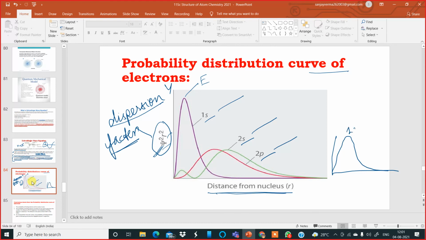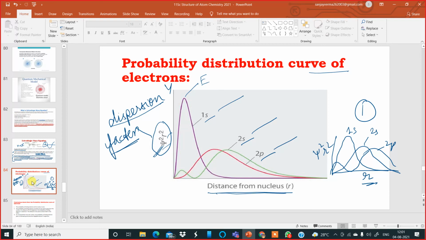This is for 1s, and for the 2s you can go like this straight away. And for the 2p, this way. This is how you are going to draw the probability distribution curve of electrons, psi square r square versus the distance of the electron from the nucleus. This will carry 1 mark in your examination. One question I have already given over here, so 4 to 5 questions are already done till here.